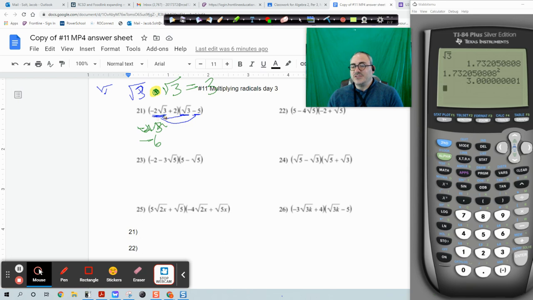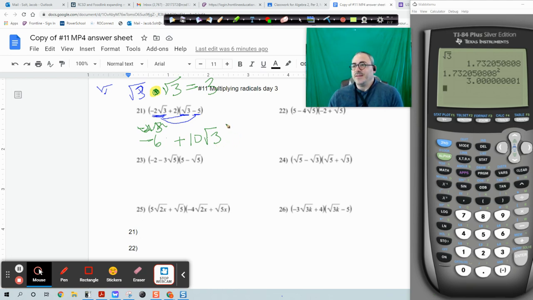Now I have to take negative 2 times radical 3 and times it by negative 5. Well, I can take the negative 2 and the negative 5 together. They become positive 10. Remember, a negative times a negative becomes a positive. So this is going to be a plus 10, and then I keep my radical. The 10 is going to be times radical 3. Okay, that's just the first part.